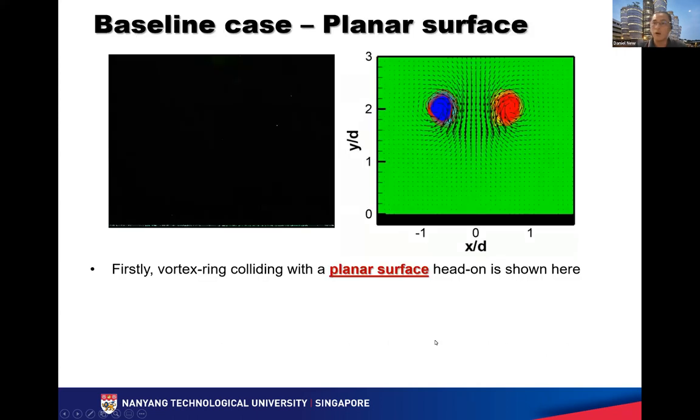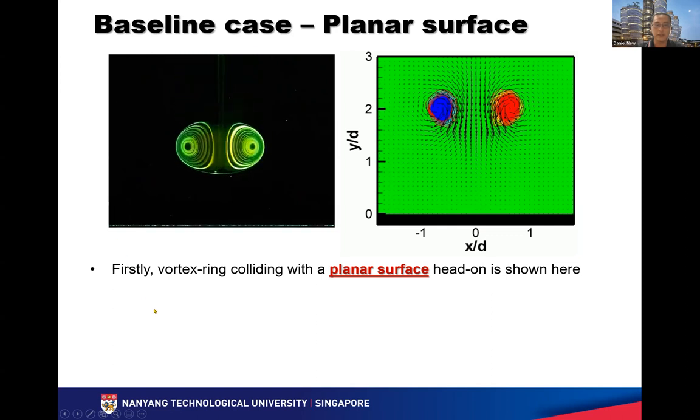Before I present the results for round cylinder collisions, I'd like to showcase what our visualizations and time-series of PIV measurements are able to capture for a typical baseline case, whereby a vortex ring collides with a planar surface. Just to give you a sense, and also to compare with past experimental results to make sure that we're seeing pretty much the same thing, I'm just going to play back the visualization video.